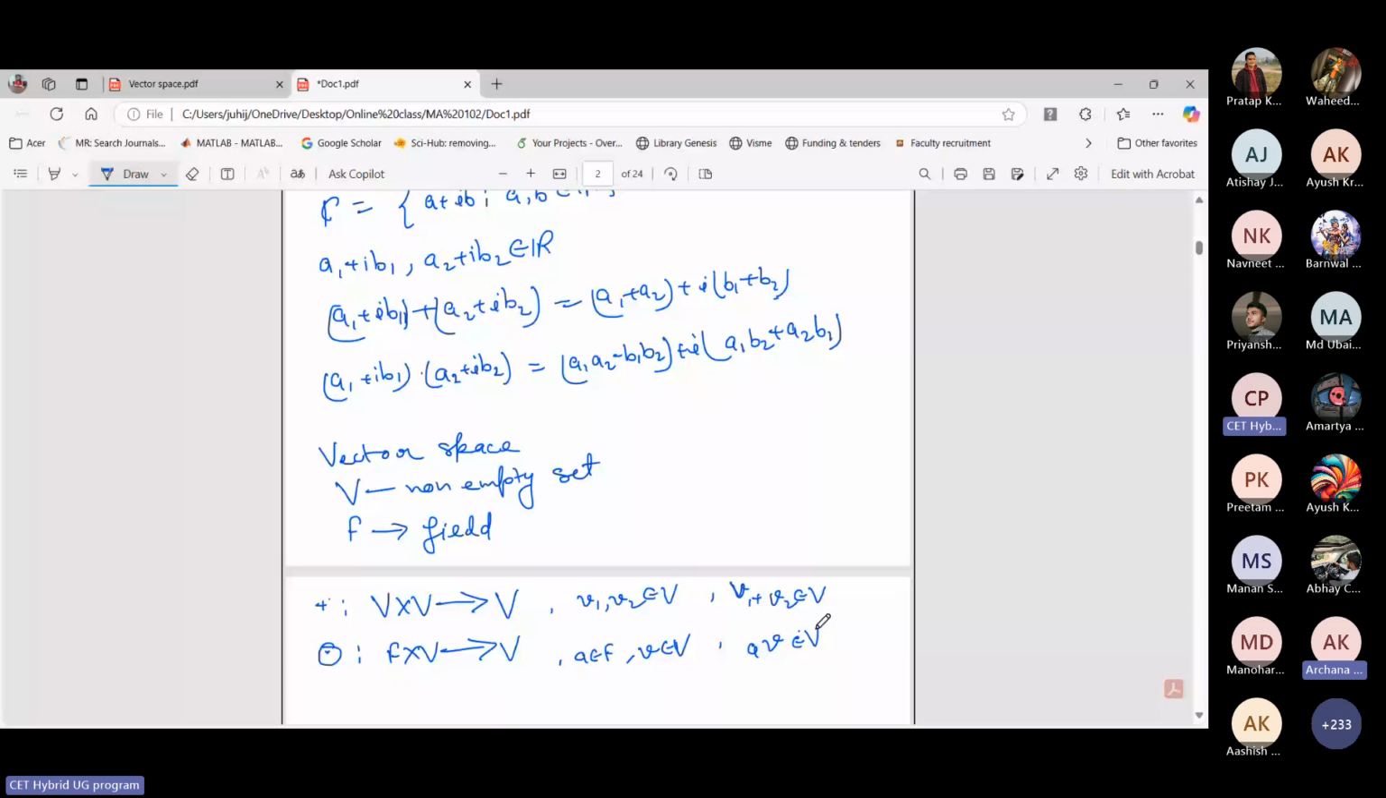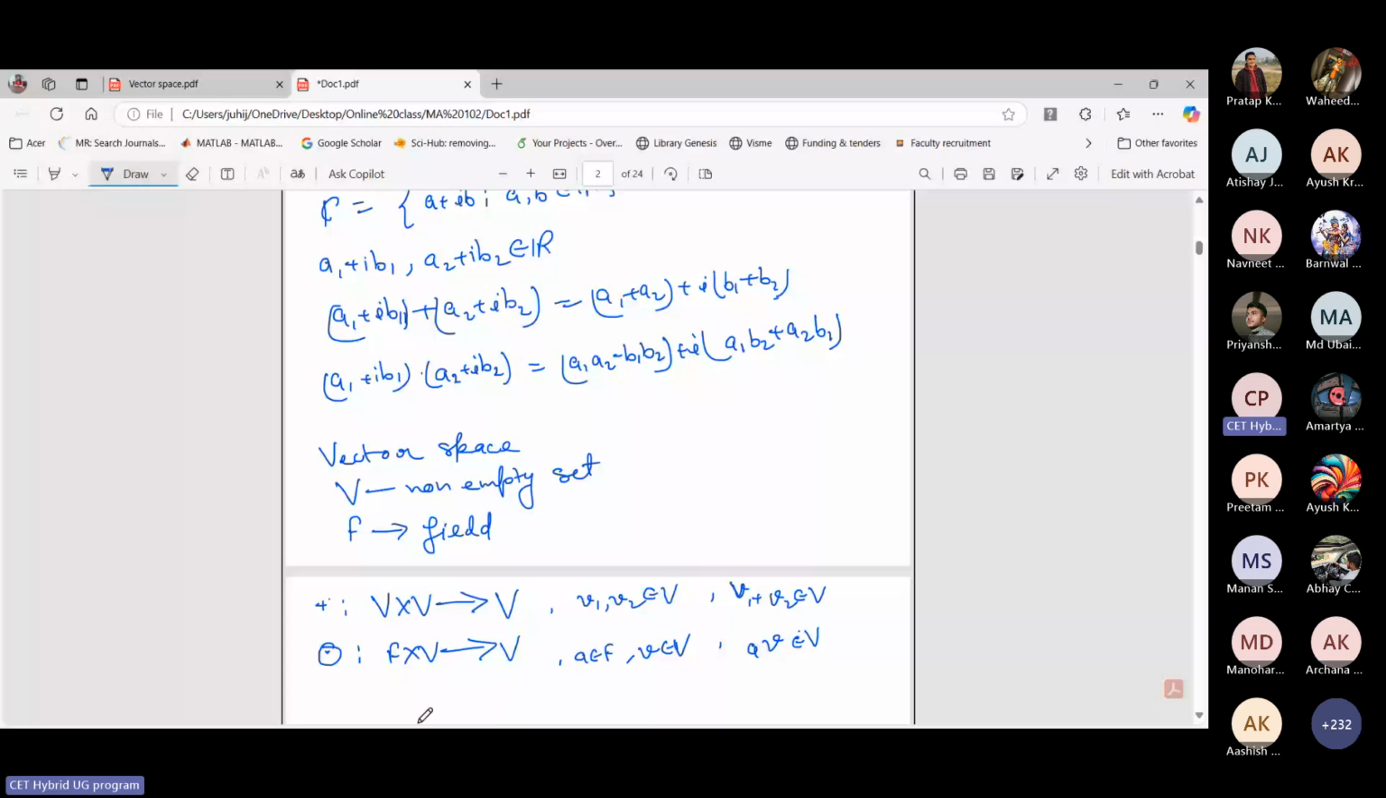The first operation relates two elements, that's why it is called a binary operation. The second one is called a binary function. Why? Because it is defined from F cross V to V. The elements of F are known as scalars and the elements of V are called vectors. And that's why the name is vector space.